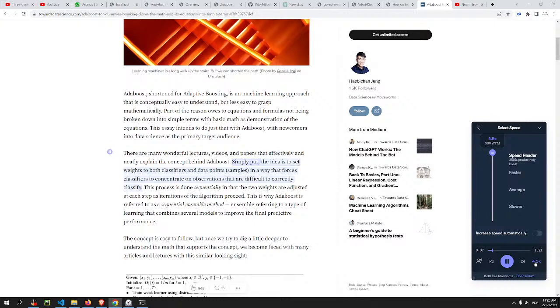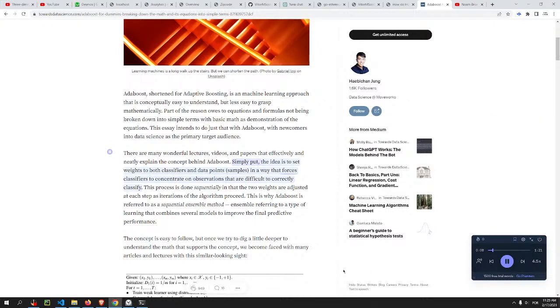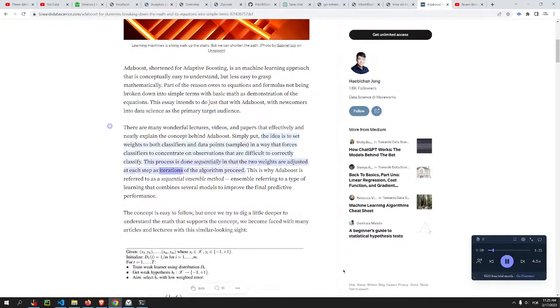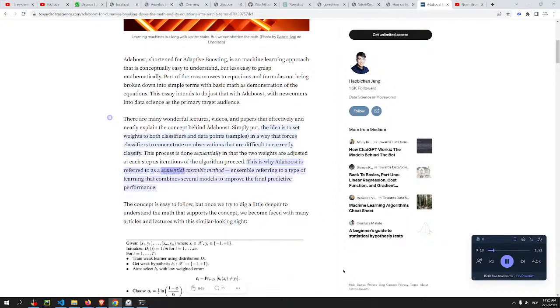Simply put, the idea is to set weights to both classifiers and data points, samples, in a way that forces classifiers to concentrate on observations that are difficult to correctly classify. This process is done sequentially in that the two weights are adjusted at each step as iterations of the algorithm proceed. This is why AdaBoost is referred to as a sequential ensemble method, ensemble referring to a type of learning that combines several models to improve the final predictive performance.